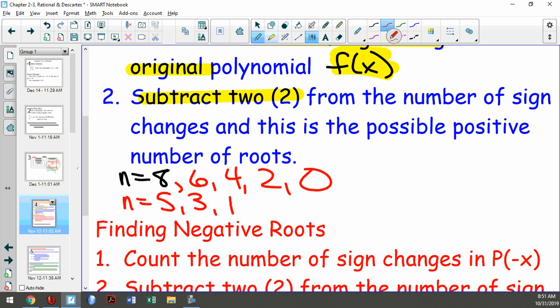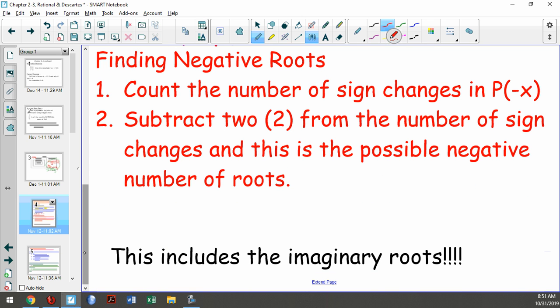Do we understand that? 5, 3, or 1. We all good? Now, the same thing is true to find the negative roots. However, the negative roots are going to be from counting the sign changes in f at negative x. Same thing. You're still going to subtract 2.